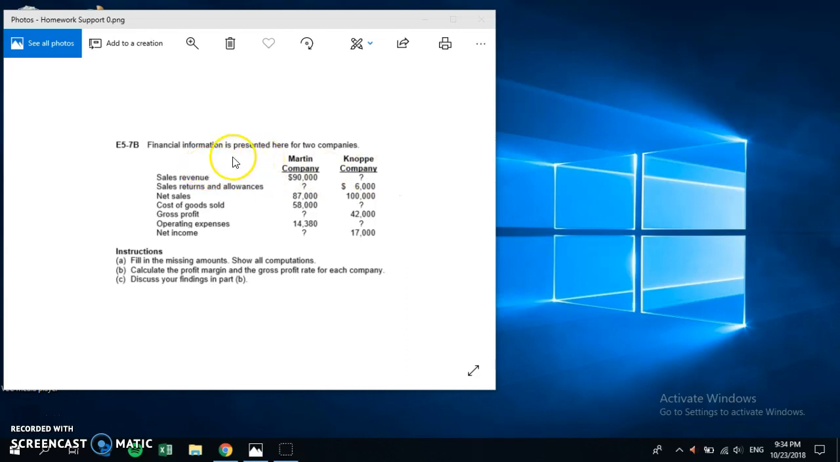We're given the financial information of two companies, Martin Company and Knopp Company. We're given some numbers and some are missing. So we have to find what the missing numbers are and show the computations. Then in a second stage, we have to calculate the profit margin and the gross profit rate for each company, then discuss what we found. So this is the general form of the exercise.